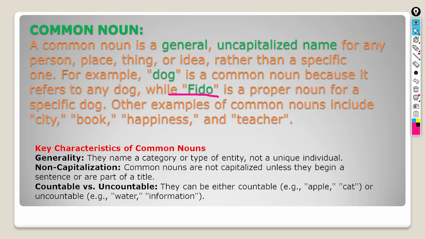The characteristics of the common nouns are they have generality, they are not capitalized, they are both countable and uncountable. When you are talking about the generality of the common noun, the example is that the cow is a useful animal.